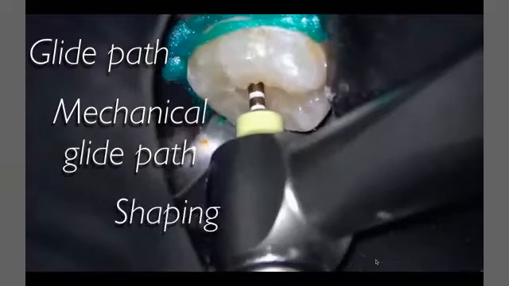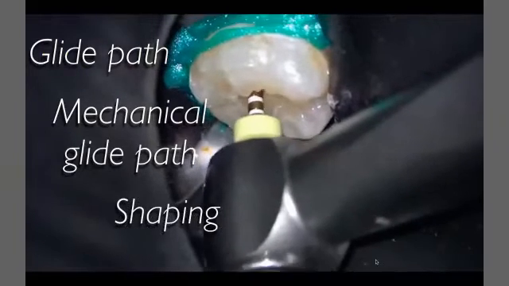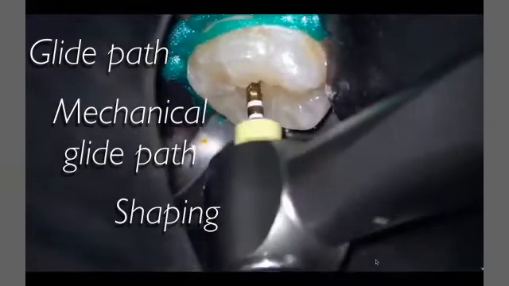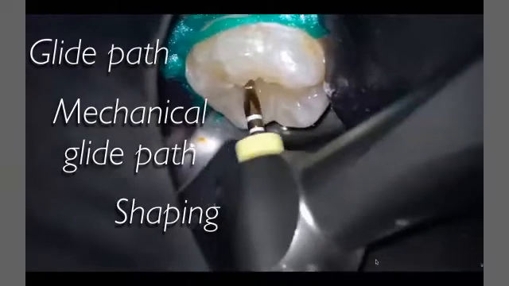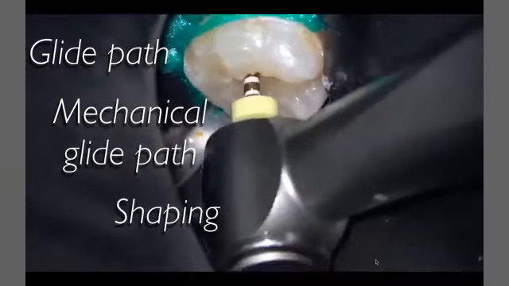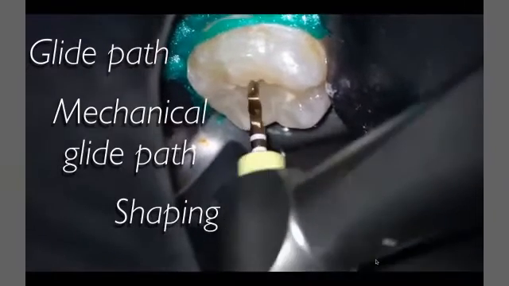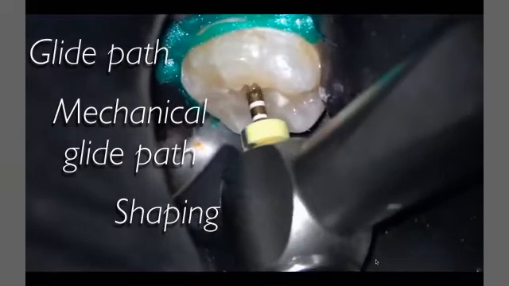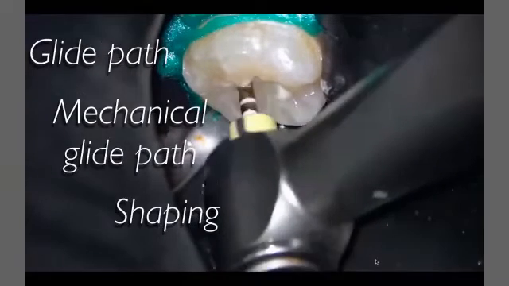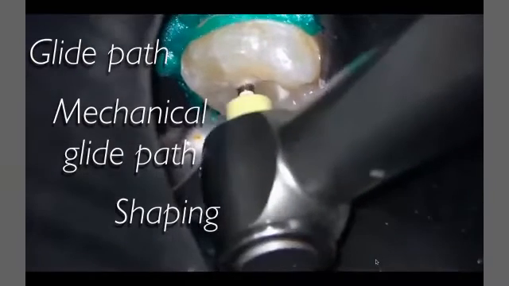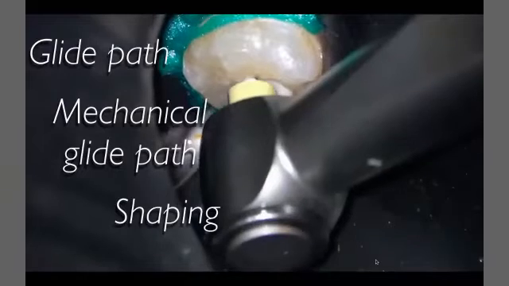During the shaping process, be careful because it's a very narrow canal. You have to shape it carefully, whether you are using multiple files or a single file. You have to brush the walls, go out, clean or irrigate, recapitulate again, and then go again to the working length.